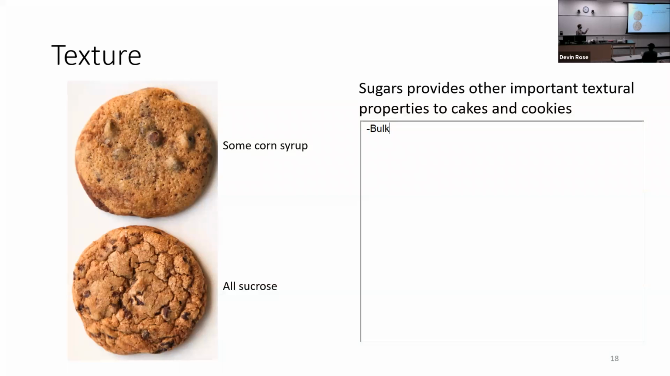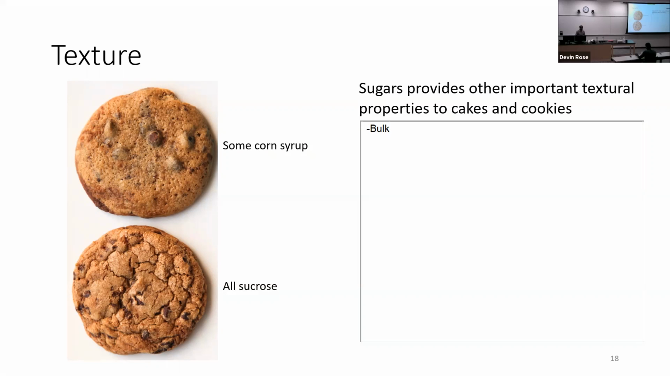So making sugar-free cookies, for instance, you can use sugar alcohols, if you want it to be sugar-free, and still provide that bulk. But using a straight artificial sweetener would not work. You would end up with something that was kind of like a sweet cracker or something. It would be very different from a cookie.